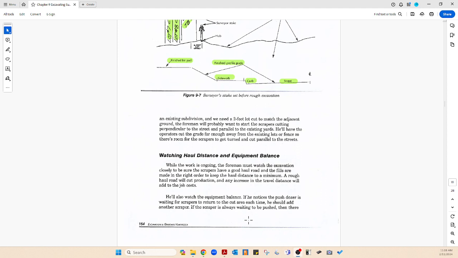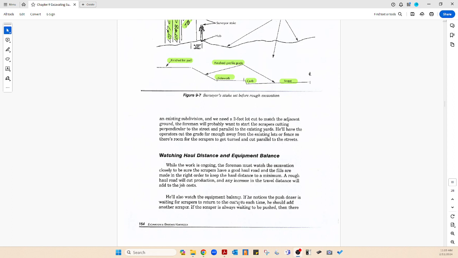Let's read through that because this is kind of the choreography, if you will, and that word choreography means who's doing what and when, like in dances and stuff like that. While the work is going on, the foreman must watch the excavation closely to be sure the scrapers have a good haul road and the fills are made in the right order to keep the haul distance to a minimum. In other words, he's planned out who gets the fill first, and that was the largest because that's going to take a little more time, giving the other guys and gals time to get caught up.